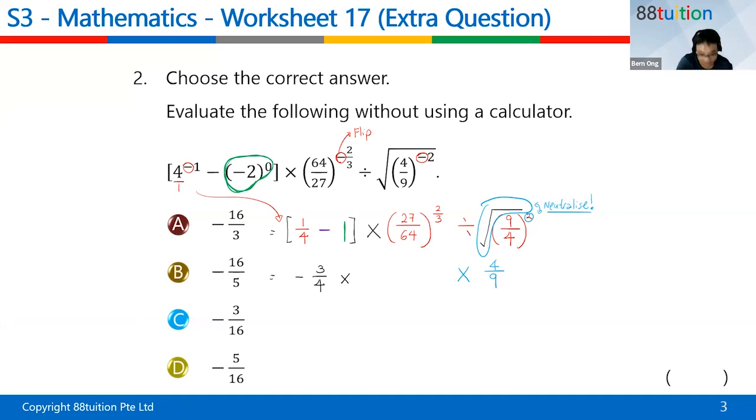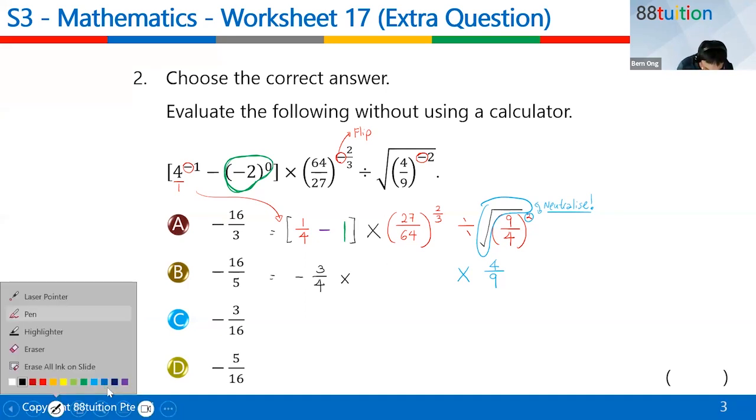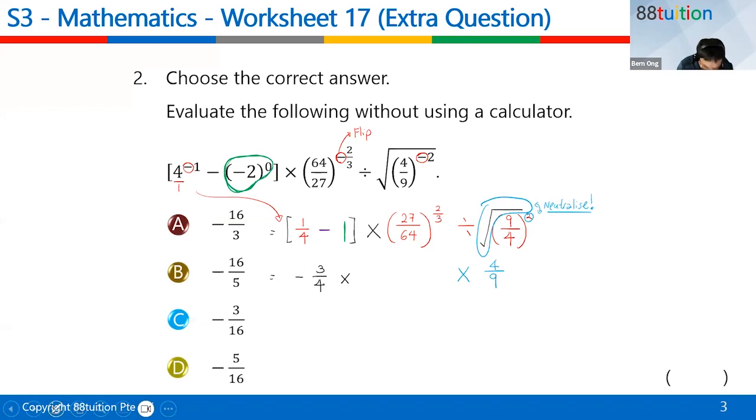Can you see or not? It's 9 over 16. This one is 9 over 16. So can press calculator? Why not? Just press calculator. But sure, the question says without the use of calculator. Who knows? Nobody knows. All right, the teacher wants you to not use your calculator. What does this mean? They actually want you to show your steps.